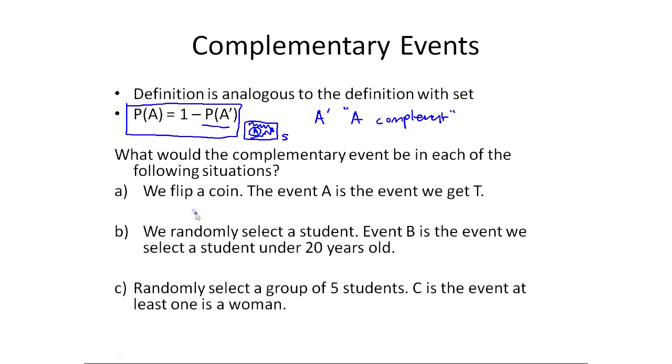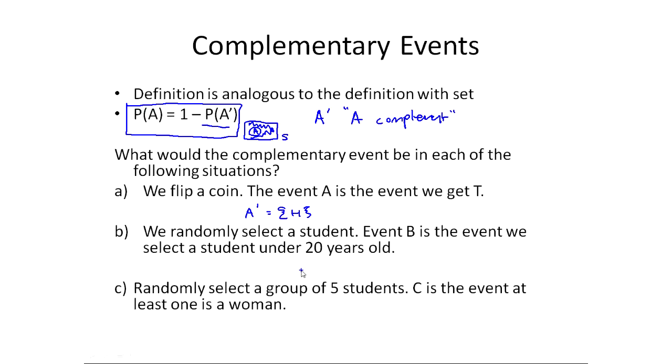And so I give you 3 cases here. In each of these, this is just practice for identifying when we're looking at a complement. What does the complement look like? So in the first one, it says, okay, we're going to flip a coin. A is the event we get tails. So of course, A complement would be whatever's left over in the sample space that isn't tails. So you could probably guess that's heads, right?